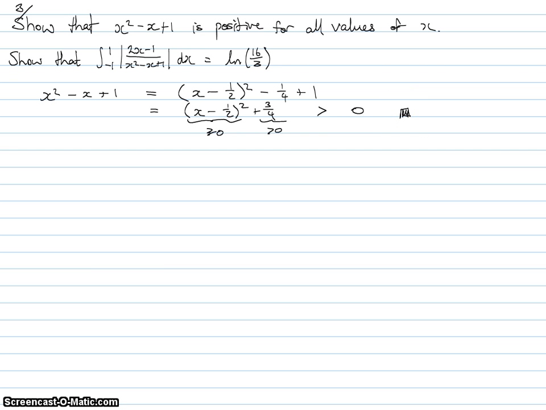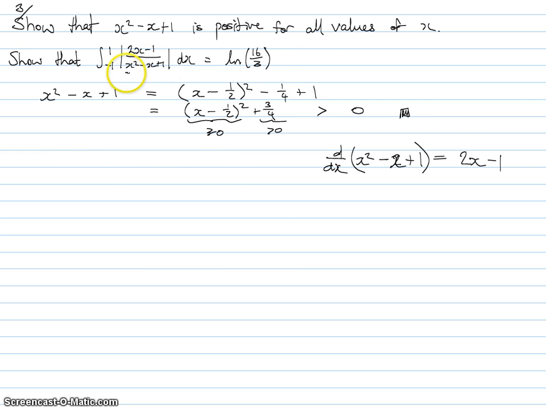The second part then asks us to show that the integral from -1 to 1 of the modulus of (2x minus 1) over (x squared minus x plus 1) dx is equal to ln 16 over 3. Well, straight away we notice that if I differentiate x squared minus x plus 1, we get 2x minus 1, which is the top line. So this looks very nice for us to integrate. The problem is these modulus signs. However, that's not a problem.